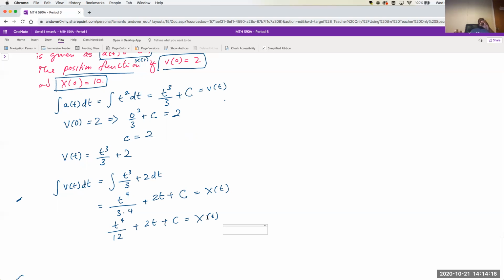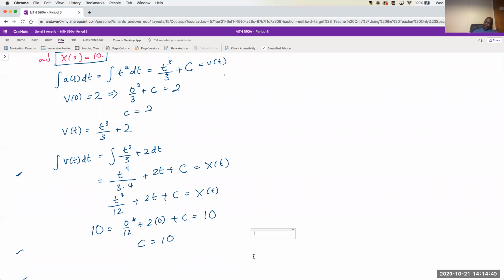But they give me again another condition. They tell me when the position is at x at t equal to 0, x position was at what, 10. So I can set this up as 10 is equal to 0 over 12 plus 0 times 2 plus c, which is equal to 10. And I can clearly see that c is what? C is 10. So what is x of t? X of t is t to the 4th over 12 plus 2t plus 10.